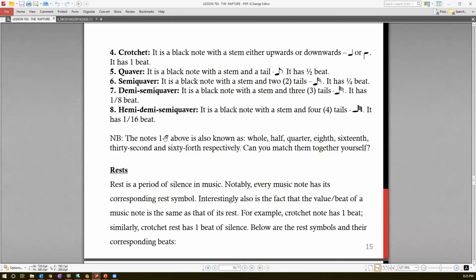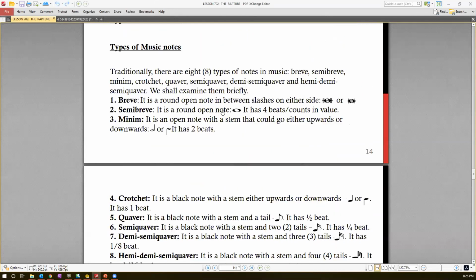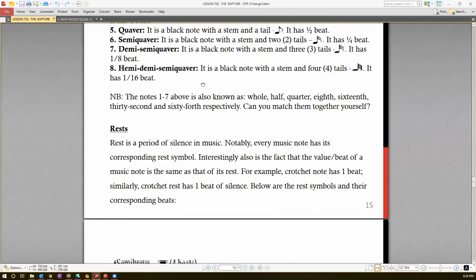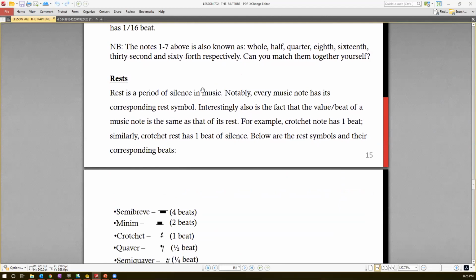Okay, so today we'll be looking at rests. A rest is a period of silence in music. These periods differ based on their value, similar to the notes. Similar to our notes, which have 4 beats, 2 beats, 1 beat, half beats, quarter beats, rests also have such values, and they're actually equivalent.